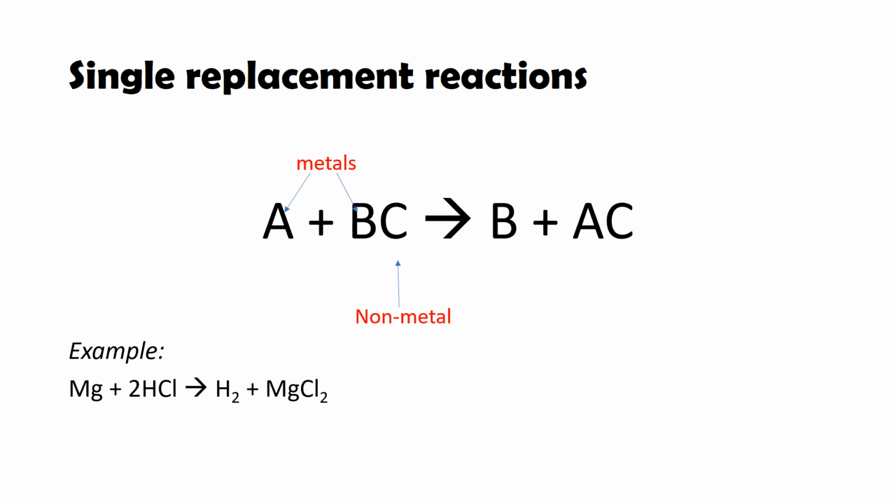In this example, the reactant magnesium, or Mg, is represented by the letter A in our pattern. The reactant HCl corresponds to BC in our pattern, where B is the hydrogen ion and C represents the chloride ion. On the product side, hydrogen, or H2, matches up with the letter B, and MgCl2 corresponds to AC.